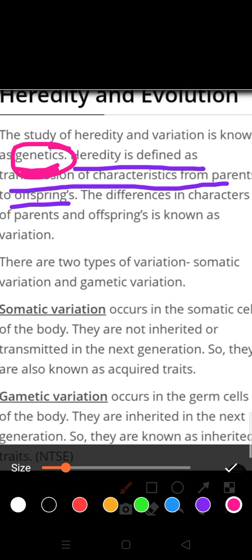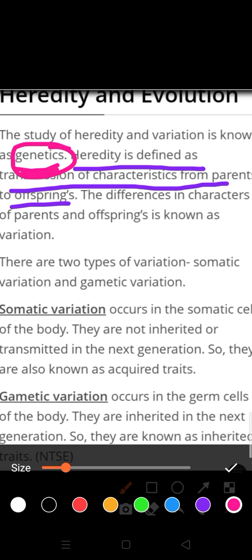Okay, what is somatic variation? When the variation takes place in somatic cells. Children, in our body, all the cells except the sex cells are known as somatic cells. Only the sex cells are known as gametic cells. Whatever cells are present in your body, they are known as somatic cells. Only the sex cells are known as gamete cells.